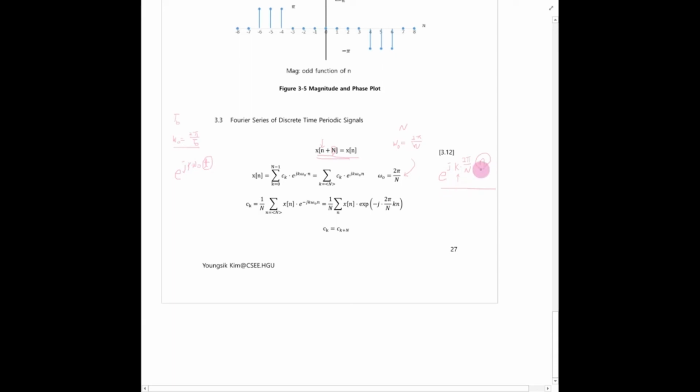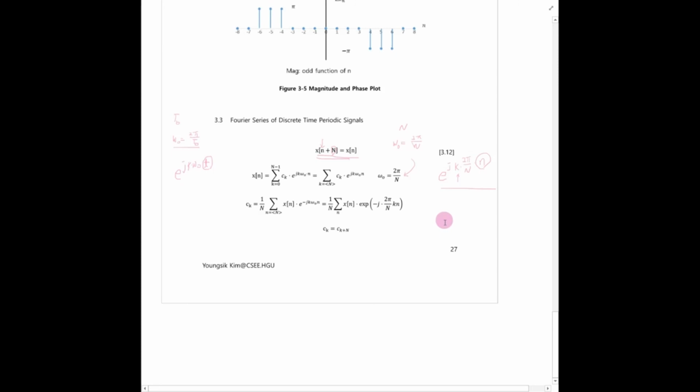If we replace n with n plus any integer r times the period N, and replace that here, then it will give e to the j k times 2 pi over N times n plus N times r. Then it will give e to the j. Okay, I think this is better.